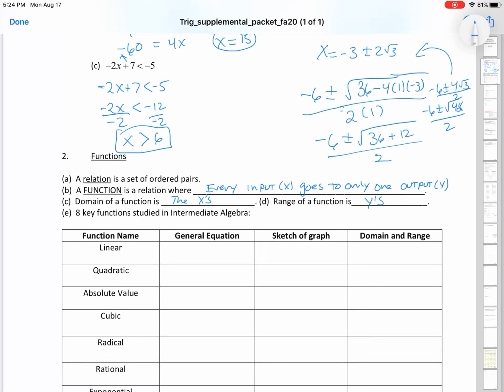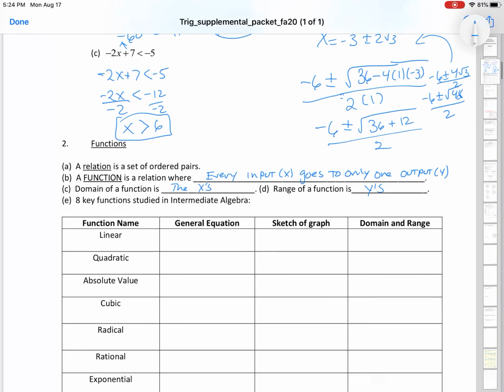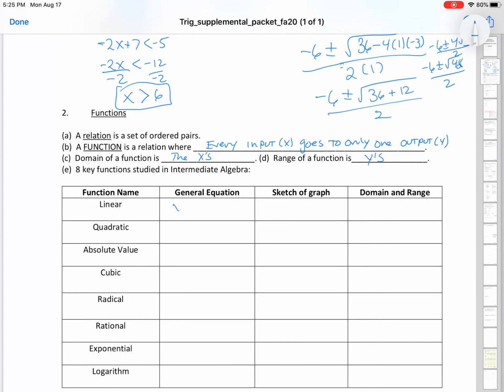Or the output. 8 key functions studied in intermediate algebra that you're familiar with are the linear equation, y equals mx plus b. The sketch of the graph would just be a line, right? And the domain was all reals, and the range is all reals. The quadratic function we saw earlier in our study, y equals x squared. Sketch of the graph looks like this. Domain, negative infinity to infinity. Range, 0 to infinity.